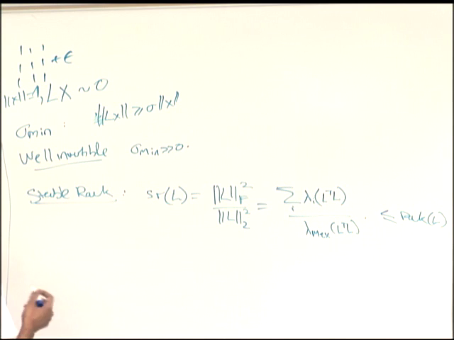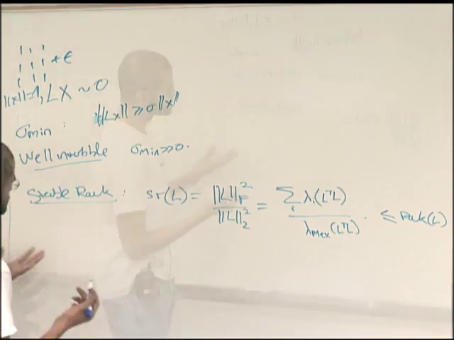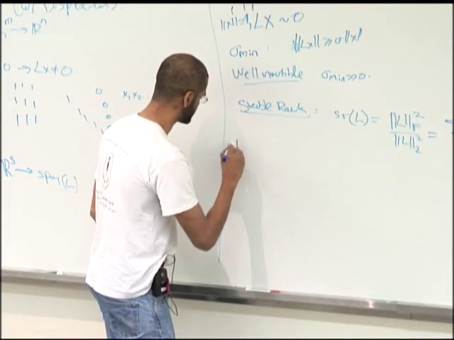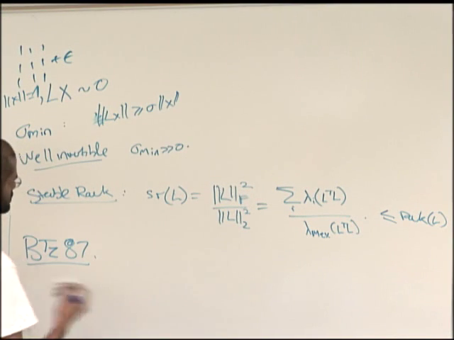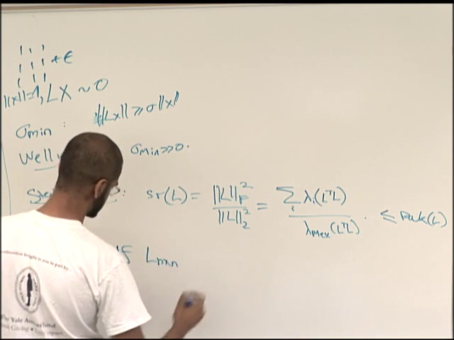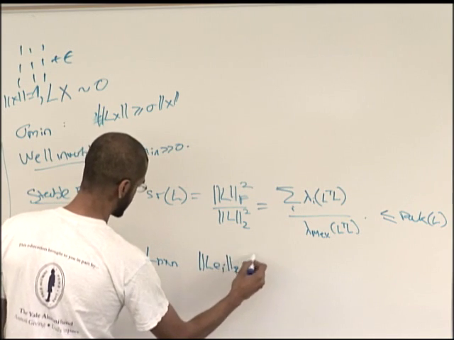So, you could try to ask the analogous question: does this characterize the largest well-invertible column submatrix of a matrix? This question was asked by Bourgain and Tzafriri, and in 1987 they proved that the answer is yes, in some sense. So what they showed is, if L is an n by n matrix, a square matrix with unit length columns.